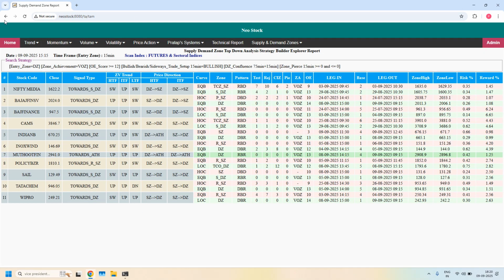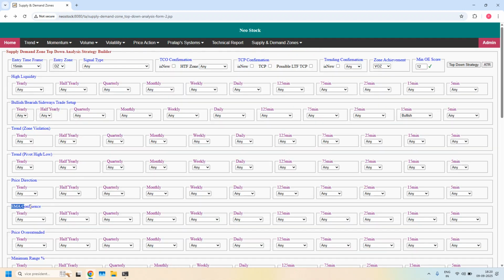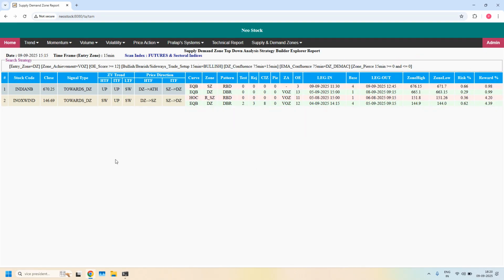So let's further filter based on EMA confluence at the 75 minutes demand zone. So I'm selecting 75 minutes demand zone with the daily EMA confluence. We got 2 stocks. So these 2 demand zones might have a higher probability of success, provided lesson 20 checklist items are satisfied. Otherwise, there are higher chances of zone violation.